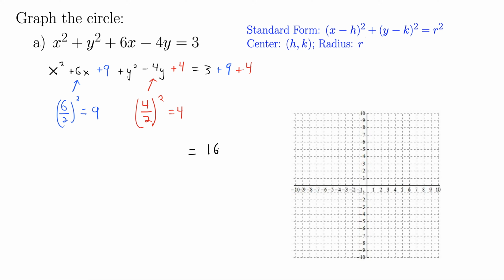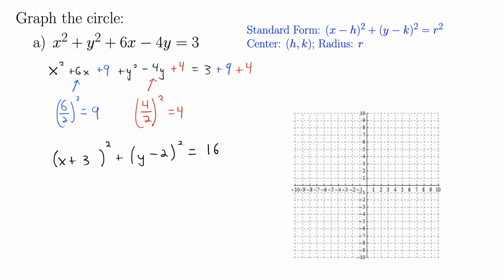So now on the right hand side, we have 3 plus 9 plus 4 is 16. On the left, we have completed the square. What we have is two perfect square trinomials. The first one is (x plus 3) squared. The second one is (y minus 2) squared equals 16. And there is our standard form.